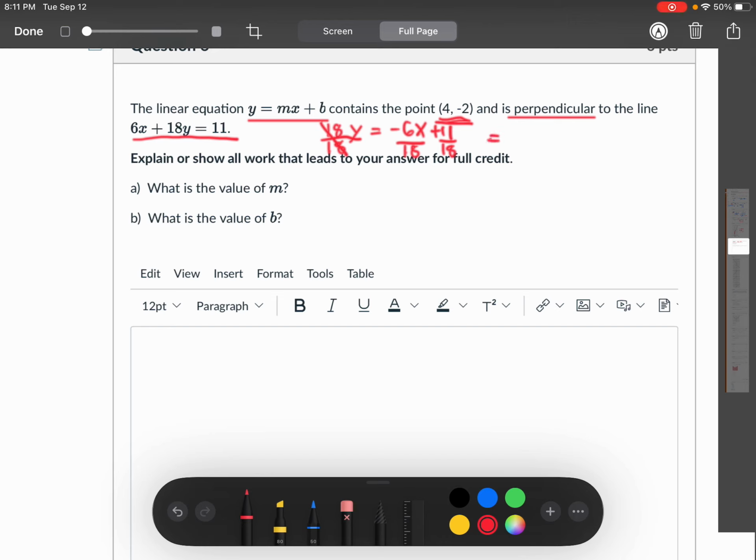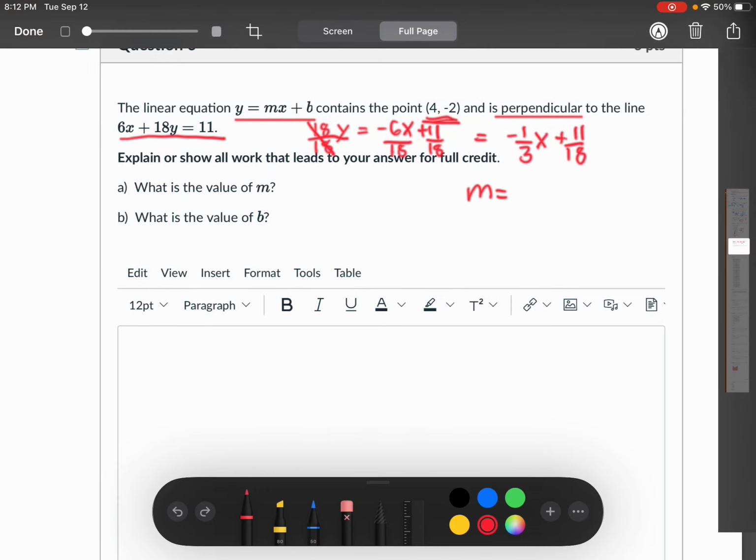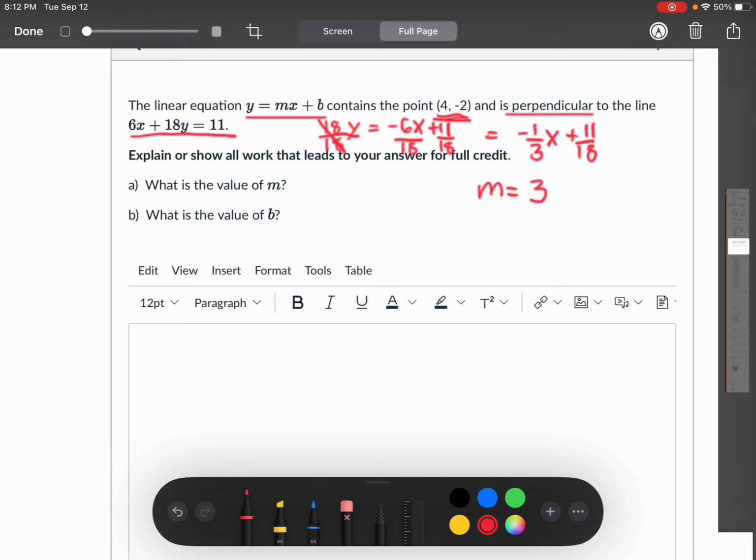And that would give me a -1/3 x plus 11 over 18, whatever that is. But at the end of the day, let me make sure I did everything right. Subtracted the 6x, yeah. I want a line that's perpendicular to this one, so I'm going to do the negative reciprocal of that slope. Remember, the slope is -1/3. So the negative reciprocal of that would be +3, okay?